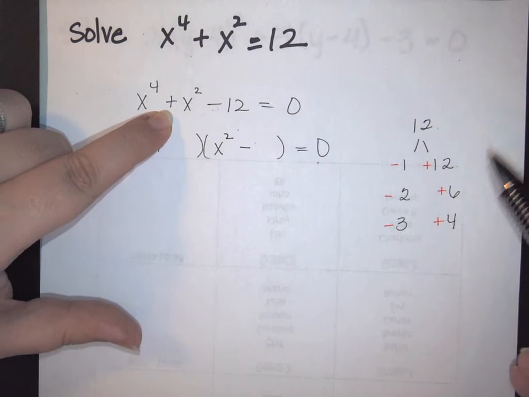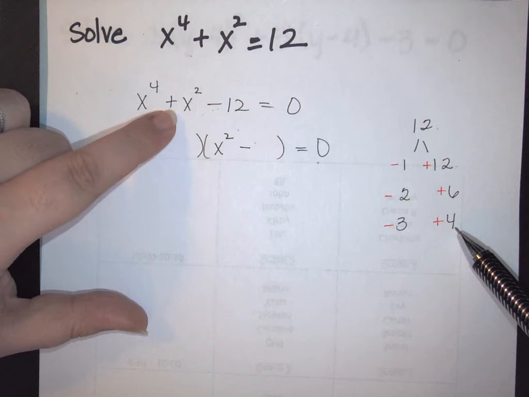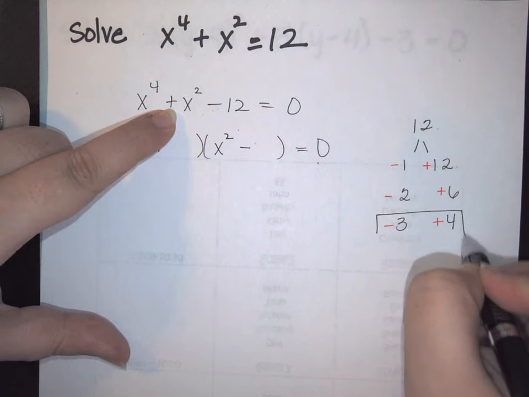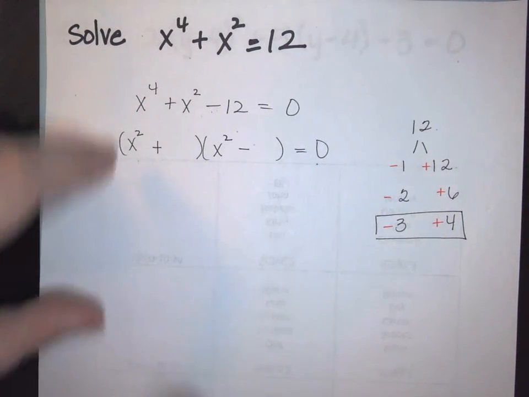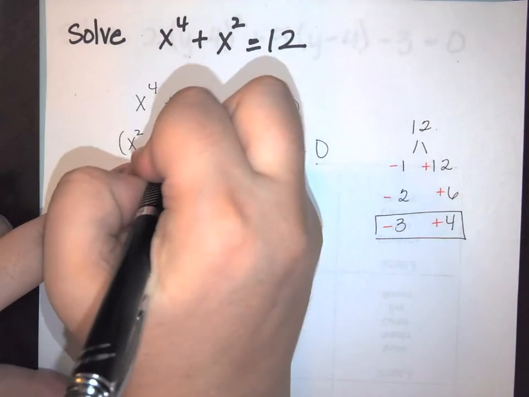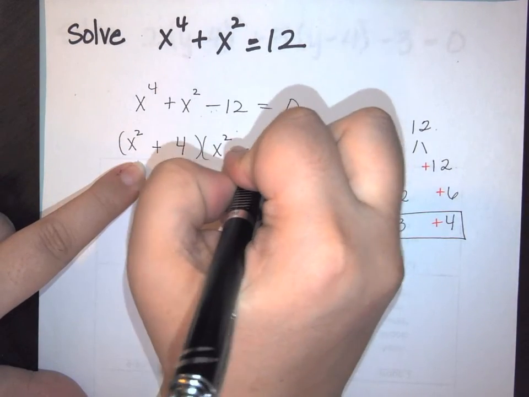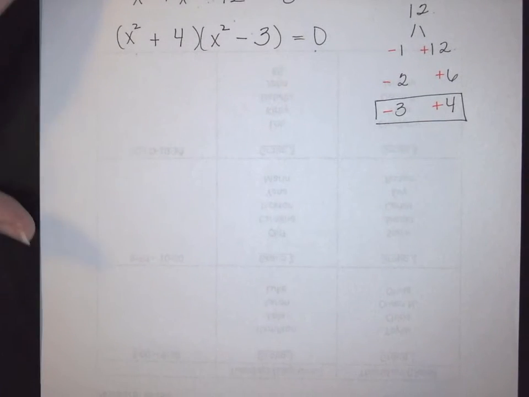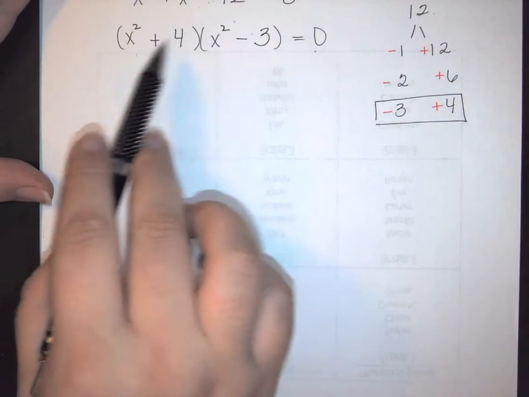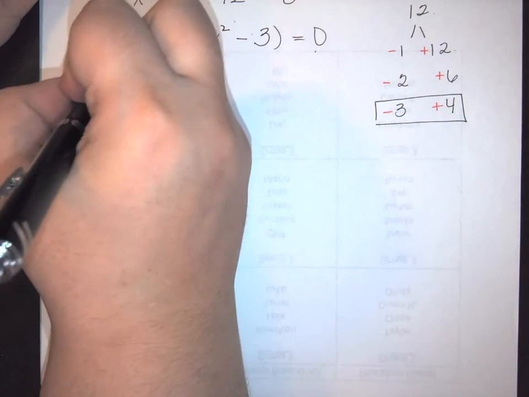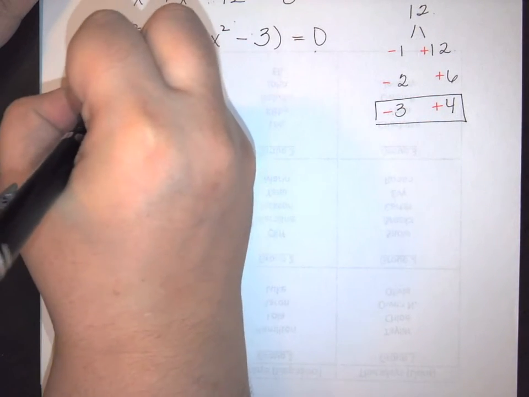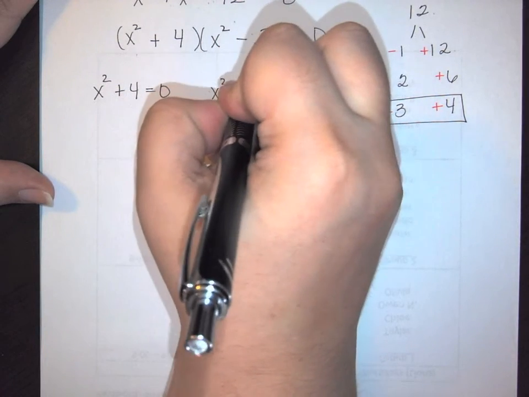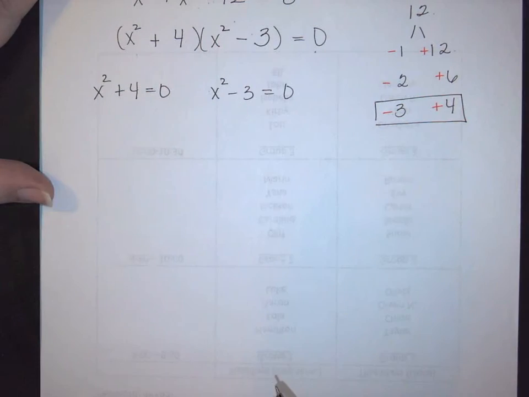And I need to know which one of these combinations is going to give me 1. So negative 3 plus 4 is 1. That tells me this was the factor I needed to use, so I can input my values. This was plus 4 minus 3. Now I'm solving, which means I have to keep going. You have to set each factor equal to 0. So I have x squared plus 4 equals 0, and x squared minus 3 equals 0.